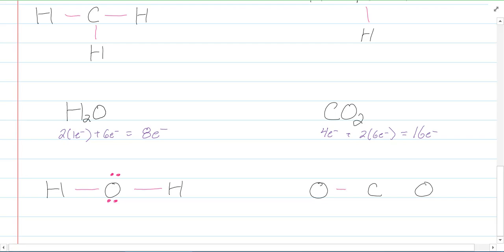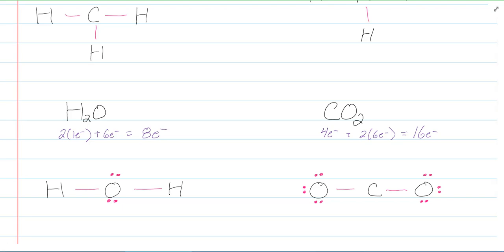Bond. 2, 4. Octets on the terminal atoms: 6, 8, 10, 12, 14, 16. Perfect. Each oxygen has 2, 4, 6, 8, and carbon has 2, 4. Ooh, that's a problem, isn't it? Carbon does not have enough. What shall we do?